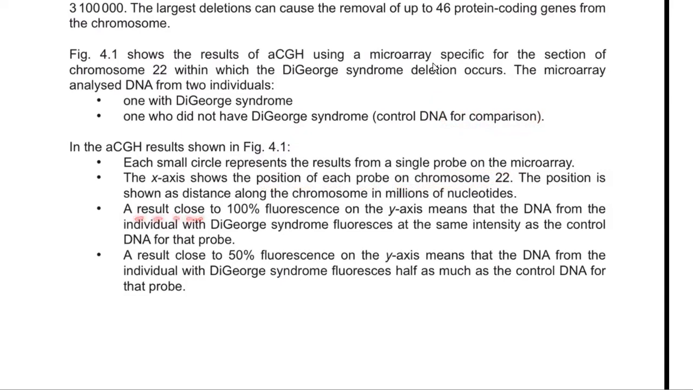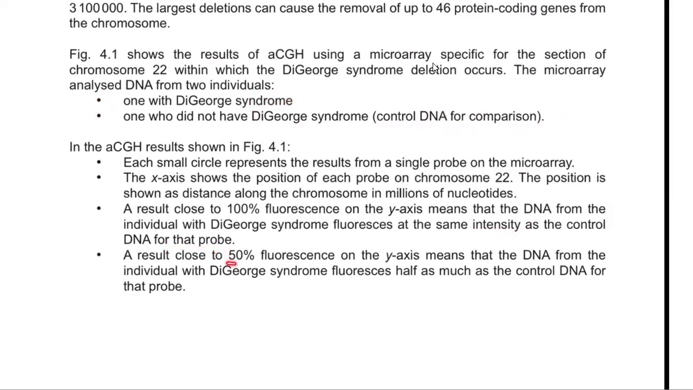A result close to 100% fluorescence on the y-axis means the DNA from the individual with DiGeorge syndrome fluoresces at the same intensity as the control DNA. So both DNAs fluoresce 100%, the control as well as the DiGeorge syndrome. They both have the same sequences there. That's why 100% is fluoresced.